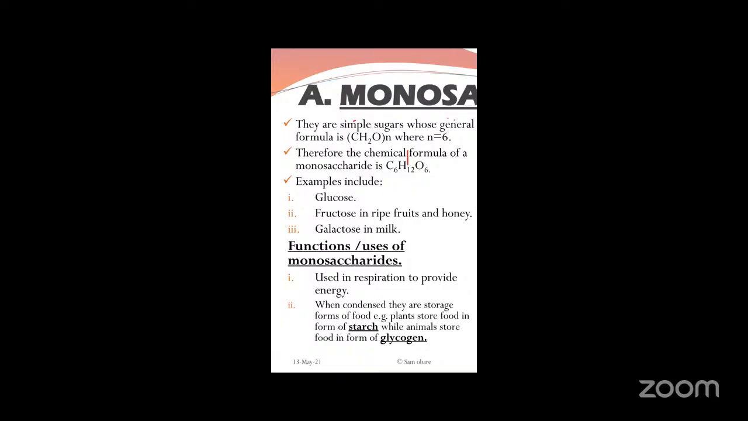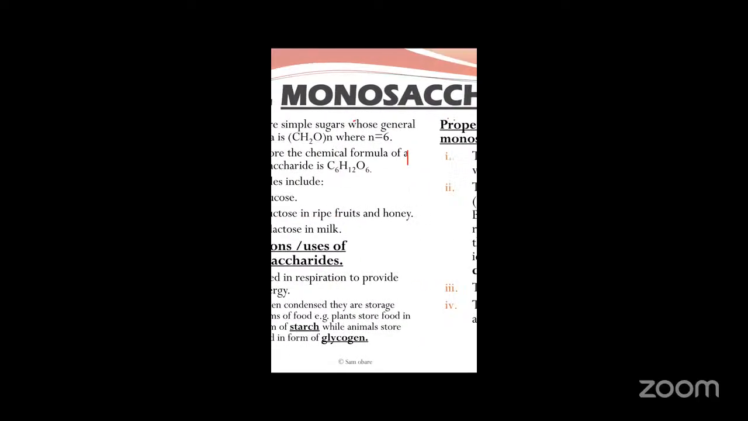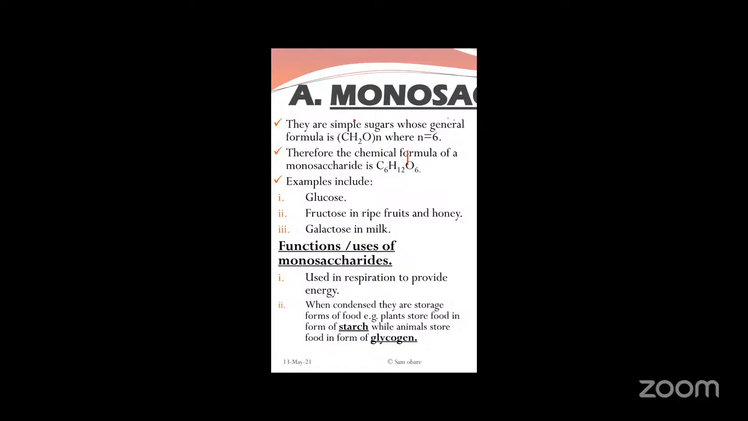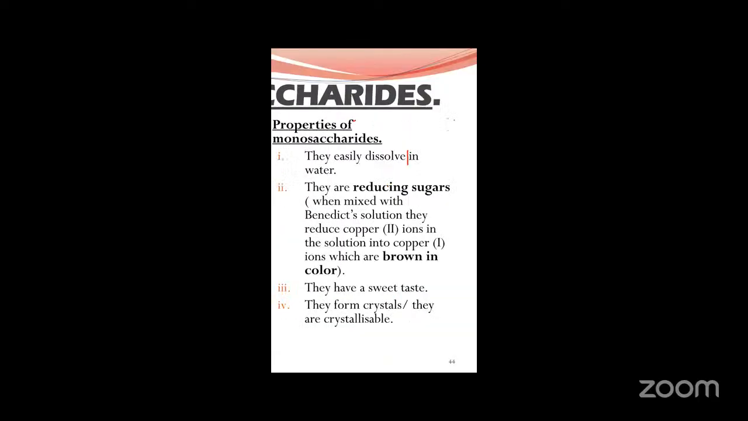The other function of a monosaccharide is that when condensed, they are storage forms of food. So when you combine very many monosaccharides, you can form starch and glucose like we are going to see. So therefore, the most important thing to note about the monosaccharides here is the examples, which is glucose, fructose, and galactose. And it is also very important that you note that monosaccharides are used to provide energy in the body.